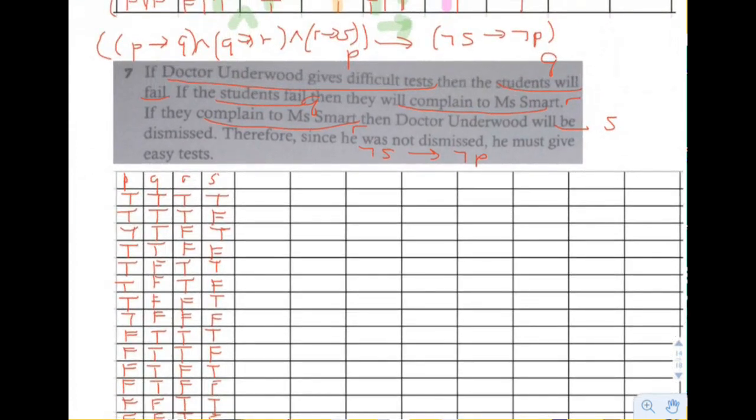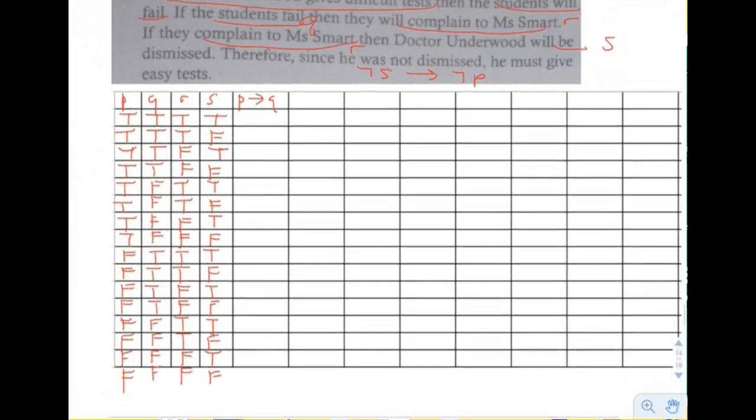Okay. The next thing we're going to do is we're going to start building the statement. So the first thing we want to draw, I guess, is P implies Q. So whenever P is true and Q is also true, then that's good. Okay? But when P is true and Q is false, then that's invalid.